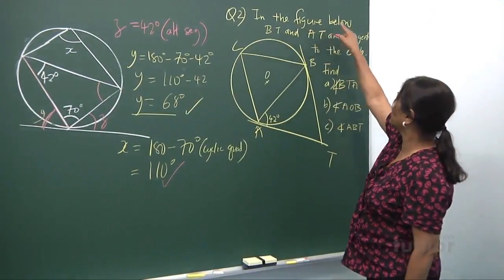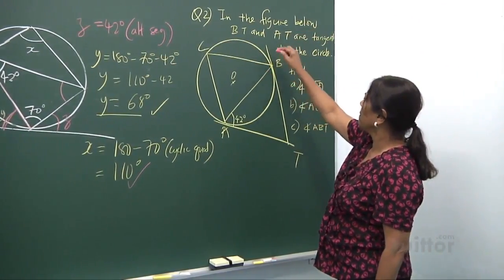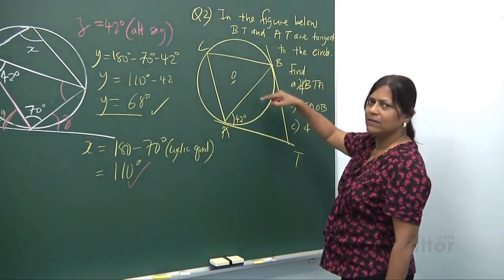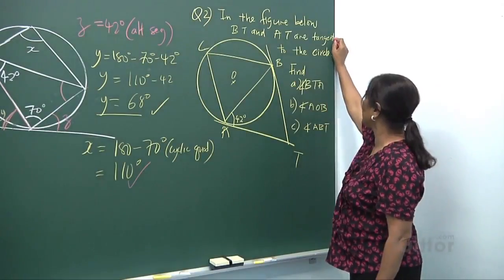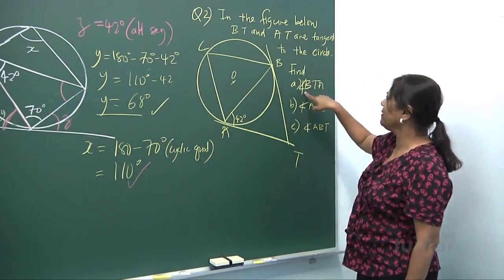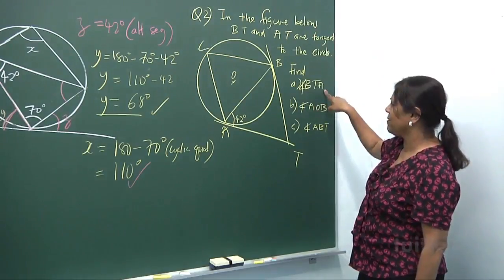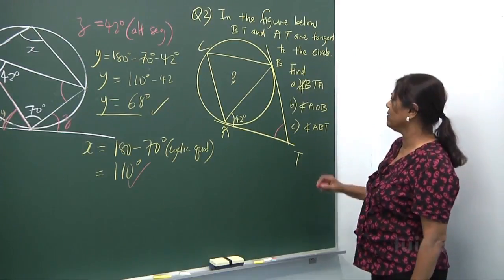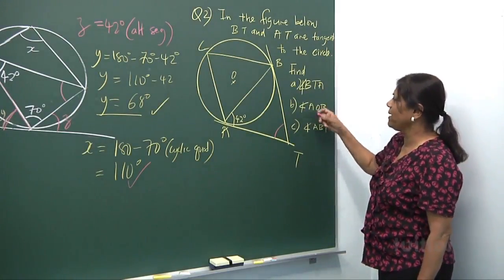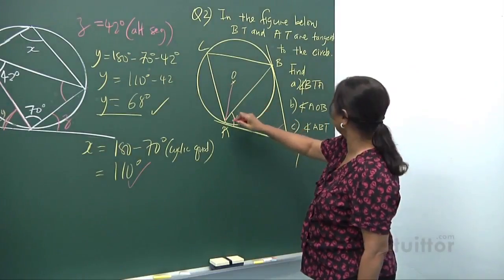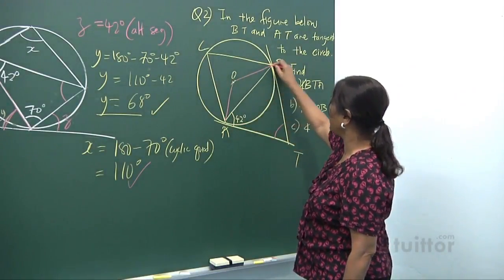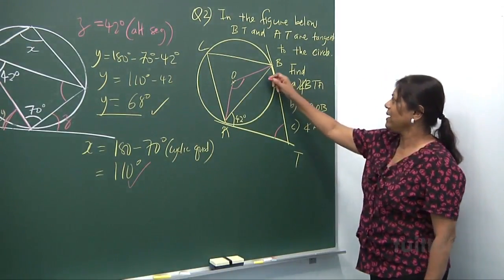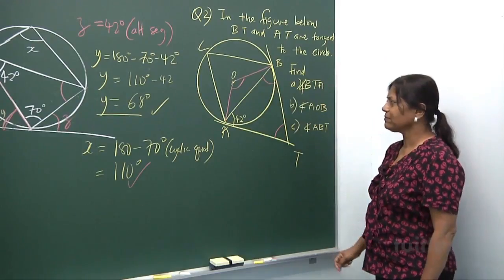Let's look at question 2. In the figure below, BT and AT are tangents to the circle. Alright, they're both tangents. There's an S there. Take note. Find angle BTA. Alright, they want to find this angle. Find AOB. They want to find this angle. And they want to find out ABT. ABT is the third angle here.